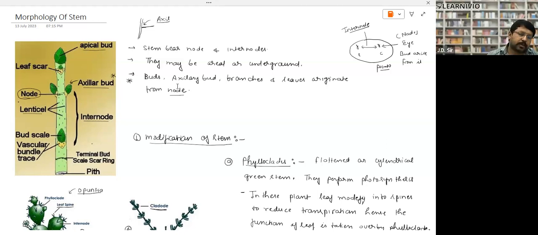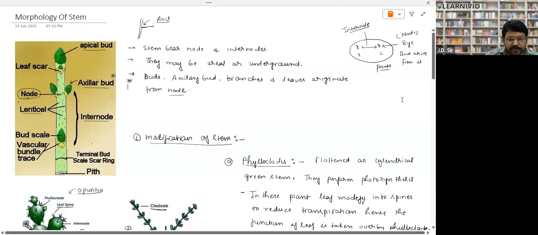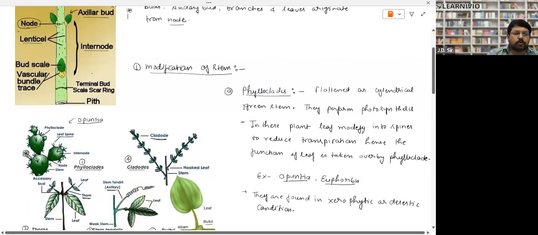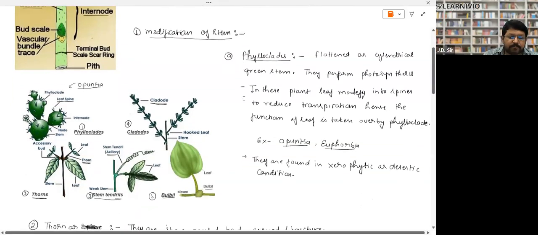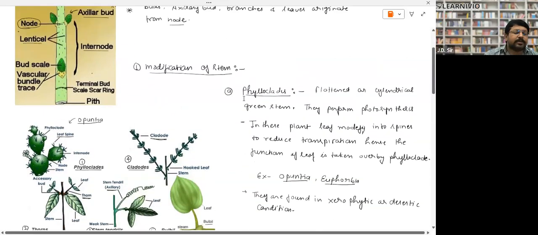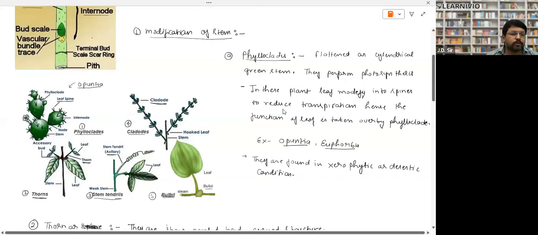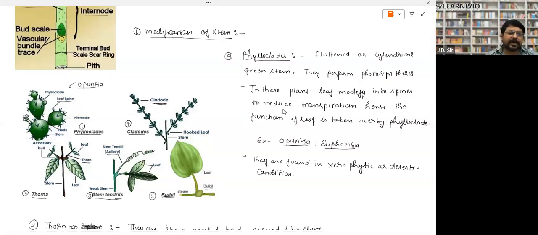Okay. Now next, we come to the modification of stem. So how does the stem get modified? First, the stem gets modified into phylloclades. This is very, very important. What are phylloclades? Basically, whatever green part you see in a cactus, that is a phylloclad.